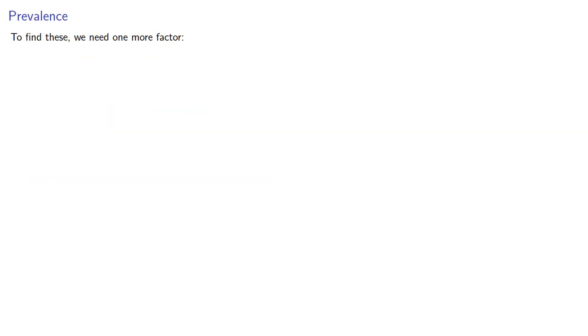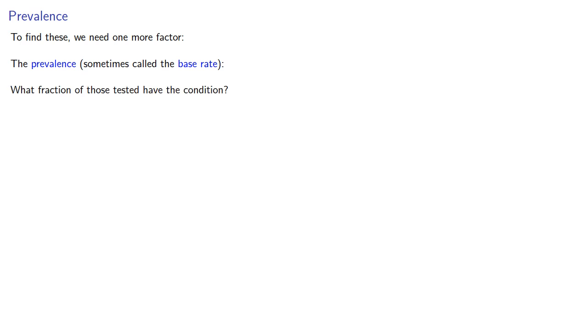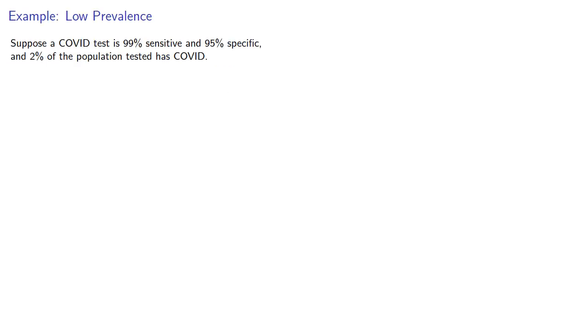To find these, we need one more factor, the prevalence, sometimes called the base rate. What fraction of those tested have the condition? For example, suppose we have a COVID test that's 99% sensitive and 95% specific, and 2% of the population tested has COVID. We'll use a tree diagram.